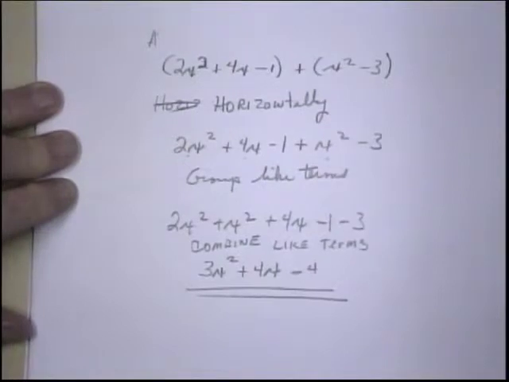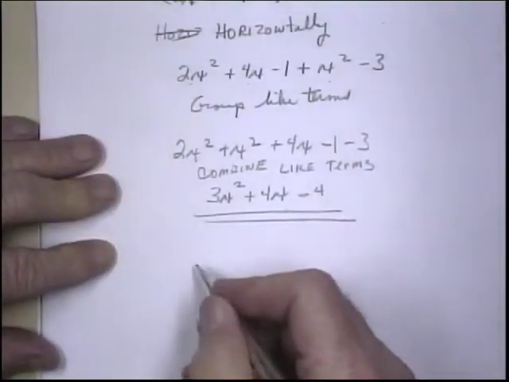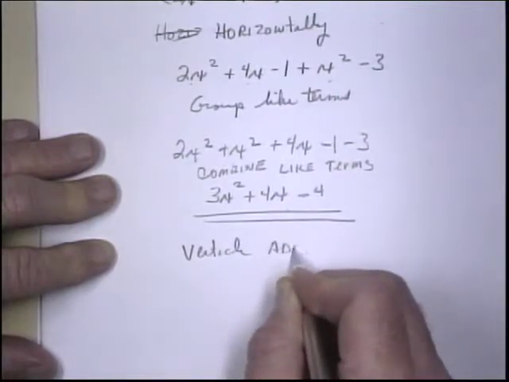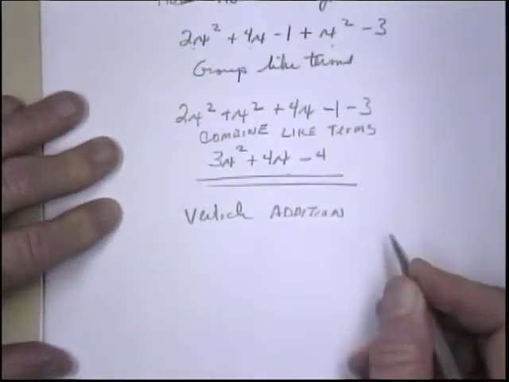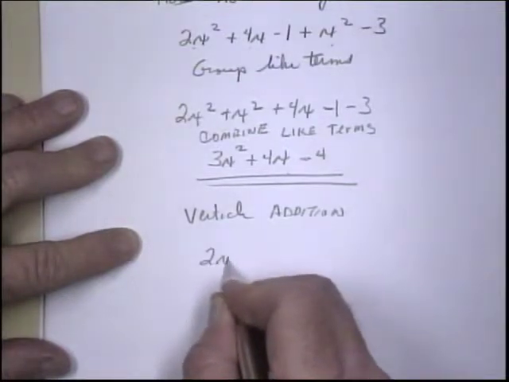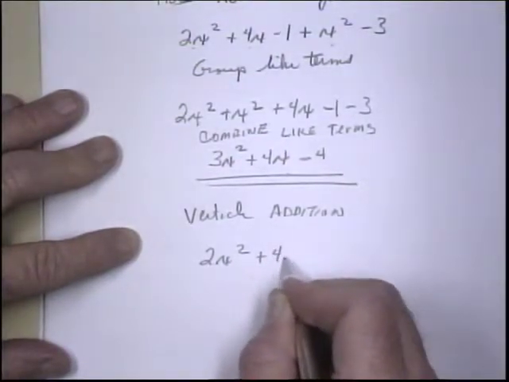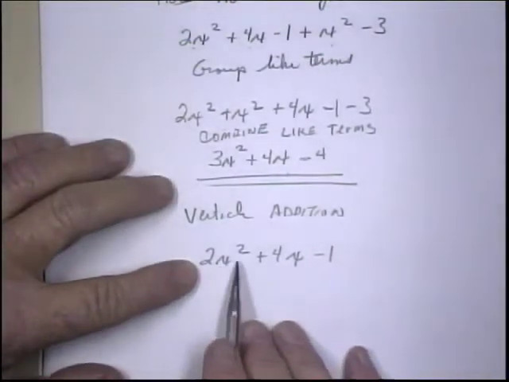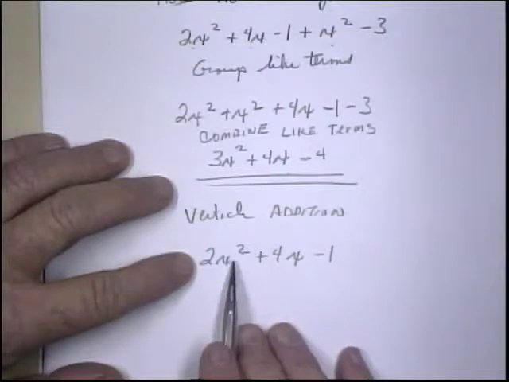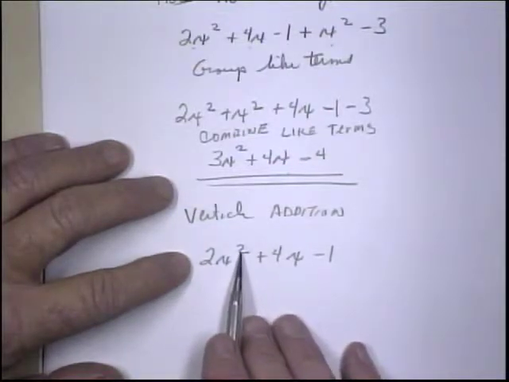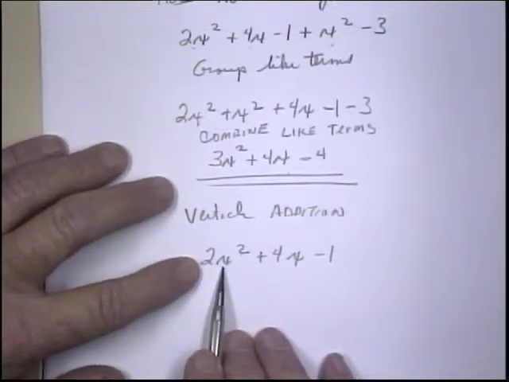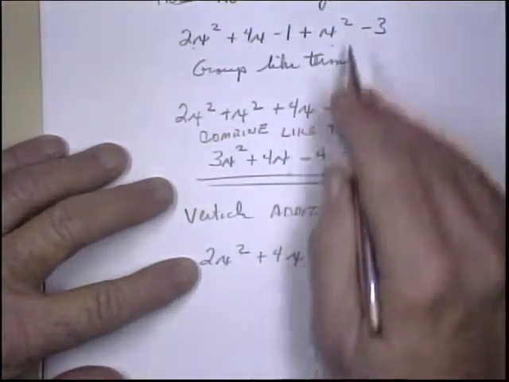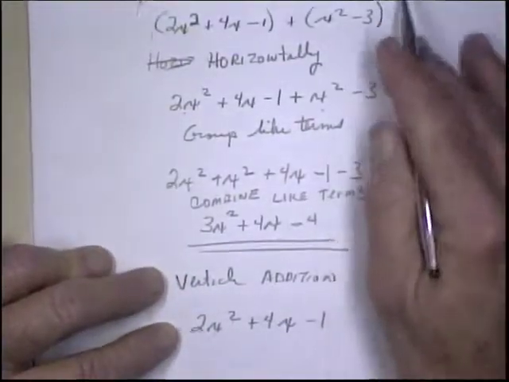Next, I'm going to do the same problem, but I'm going to add it vertically. Vertical addition: we'll write the polynomial with the highest order term first, followed by the next highest, and then the next. Then underneath that, we'll match up the like terms.